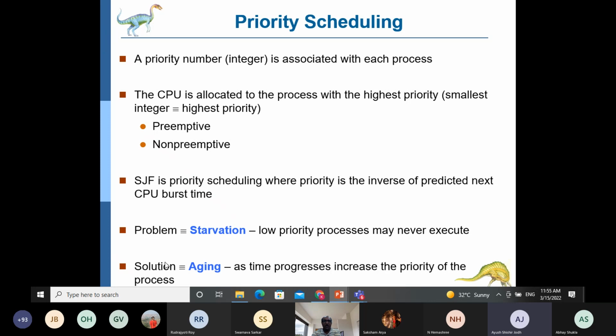Aging means somehow you have to uplift these processes, so you can consider aging as the criteria with which the priority can be upgraded. For example, for every 10 milliseconds the priority can be increased, and at some point even the lowest priority process will become the highest priority process. That way you can solve the problem of starvation by using aging. It means that based on the wait time, the priority will be increased. At some point the process having the lowest priority will have waited a long time, and then it will be given a higher priority and executed.